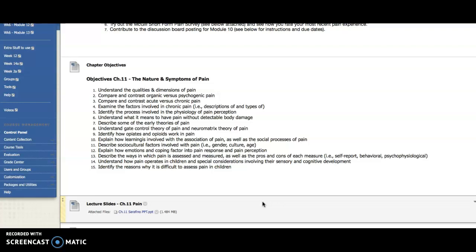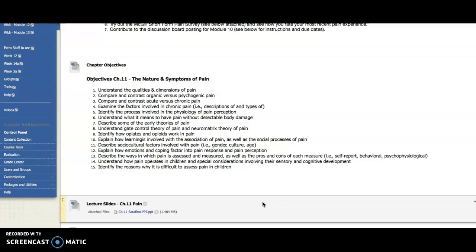We'll also look at what it means to have pain without detectable body damage, as in phantom limb pain, and that is an interesting phenomenon that a lot of amputees experience, the absence of a limb that has been amputated, but still they feel the presence of that limb that's no longer there. They feel the pain of that limb. So we'll take a look at why and how that happens, which then will carry us into some different theories about pain and how we experience it.